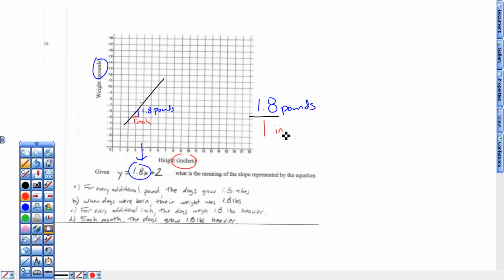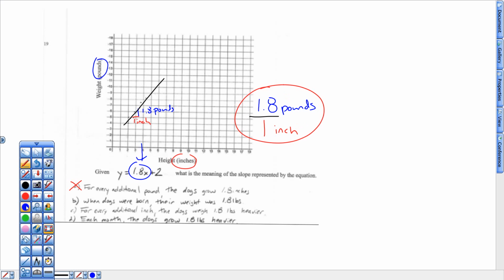That's what this means. This graph is showing that every time this dog grows by an inch, it's adding 1.8 pounds to it. Every time it grows an inch, 1.8 pounds added to it. Let's look at these choices. For every additional pound, the dogs grow 1 inch. That one is jacked up. That's if I add inches on top and pounds on the bottom, then it would be 1 pound gives me 1.8 inches, but that is not correct.